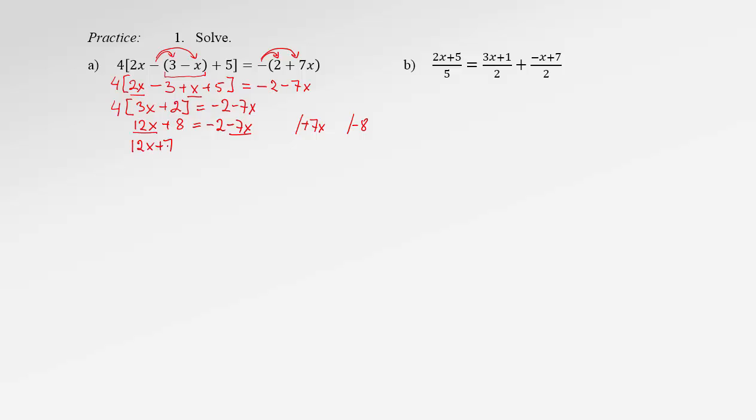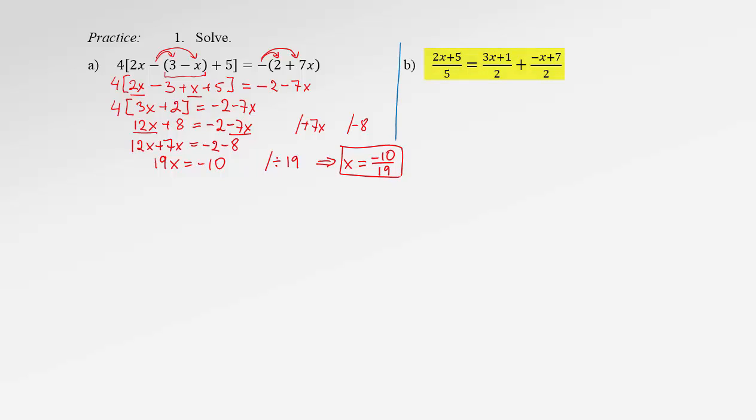12x plus 7x. And here it's -2. The +8 becomes -8. Now let's combine like terms. So we have 19x equals -10. And finally, divide by the leading coefficient, divide by 19, which gives us x equals -10/19 for the final answer.